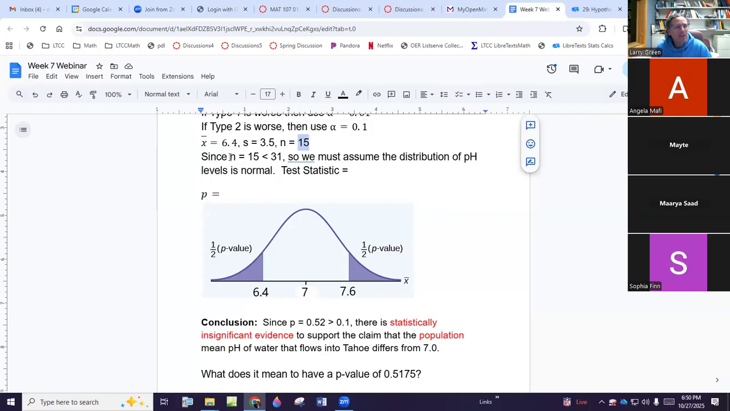So by the way, notice that 15 is less than 31. And we've been doing this a couple weeks now. If 15 is less than 31, we must assume the distribution of pH level is normal because we have a small sample size. Okay, so now let's go to the calculator.